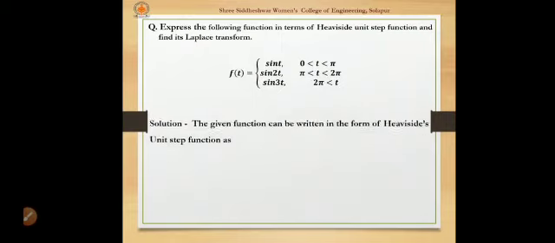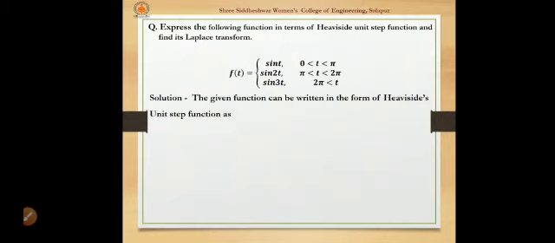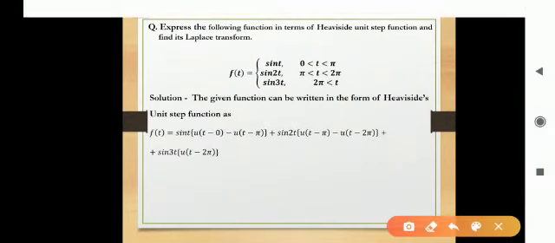So first we will express the given function in Heaviside unit step function form. We know it very well. F of t, what we have to do? First, this interval is continuous: 0 to pi, pi to 2 pi, and 2 pi to infinity. So sine t into u of t minus 0, lower limit, minus u of t minus pi, upper limit. Now consider the second definition, sine 2t into u of t minus pi minus u of t minus 2 pi, plus sine 3t u of t minus 2 pi only.